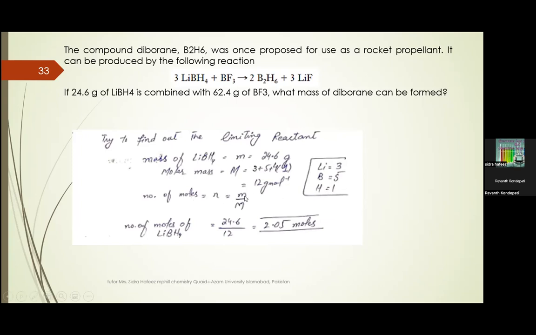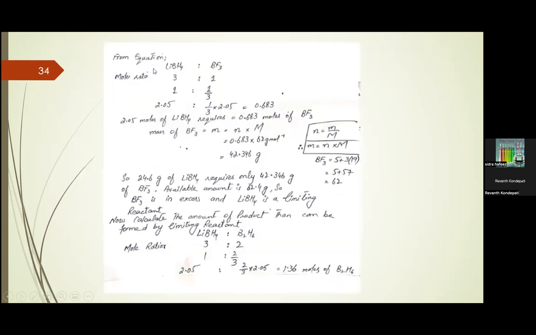Number of moles n is equal to mass divided by molar mass. Number of moles of lithium borohydride: the available mass 24.6 grams divided by molar mass 12 gram per mole. Then you will get 2.05 moles. Now you have to find out the number of moles of BF3, boron trifluoride.